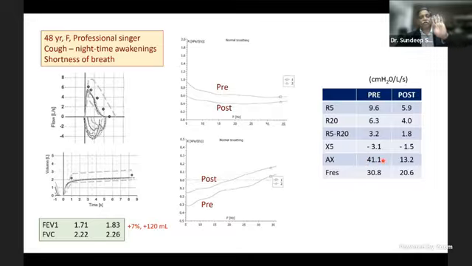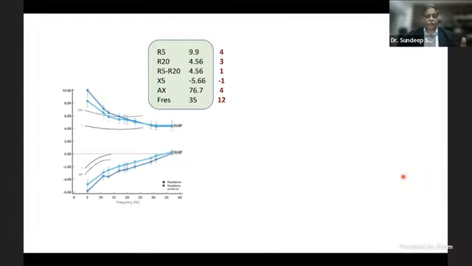The area of reactance, which should have been 4, is now 41, and after giving a bronchodilator, it reduces. The resonant frequency is reduced from 30 to 20. Classical case of bronchial asthma, predominantly small airways dysfunction. So spirometry did not pick it up, but oscillometry did.